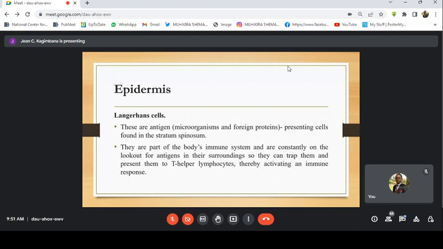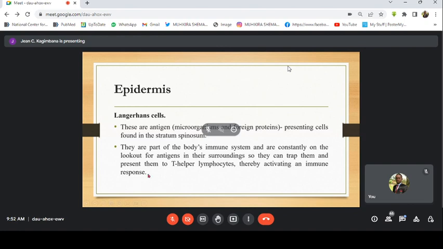We have other cells, Langerhans cells. These are antigen-presenting cells found in the stratum spinosum. They are a part of the body's immune system. They play a big role in allergen recognition. Okay? They are constantly on the lookout for antigens in their surroundings, so they can trap them and present them to T helper lymphocytes, thereby activating an immune response.